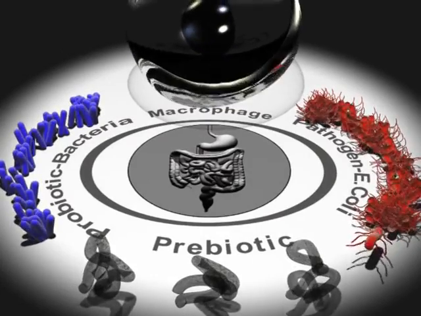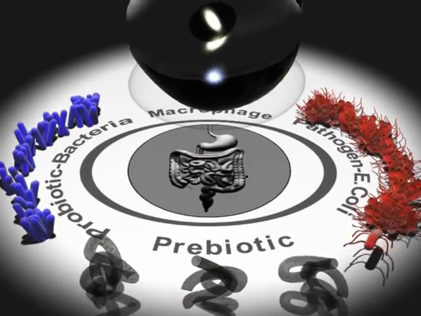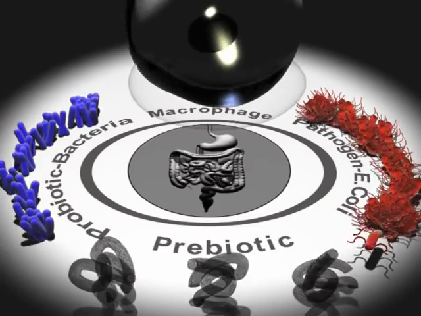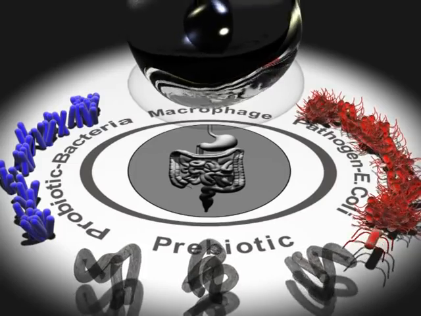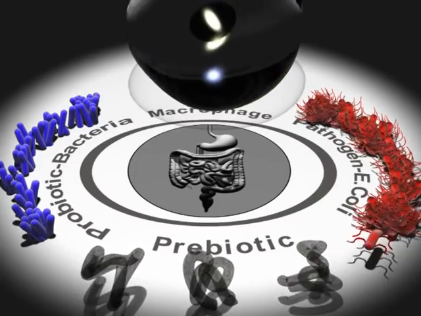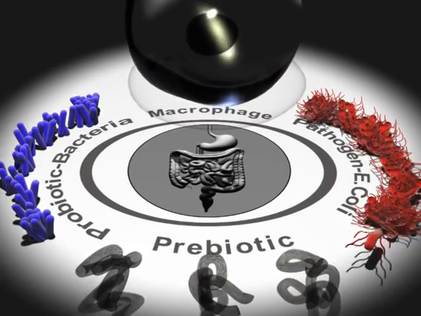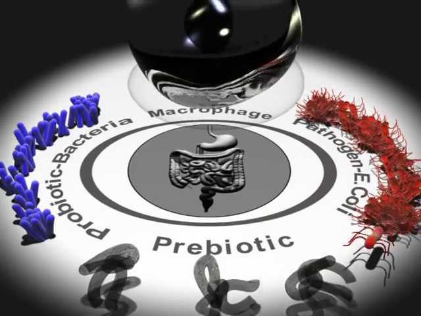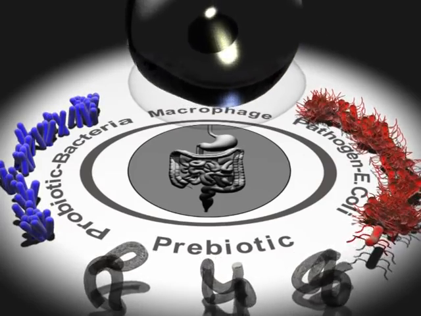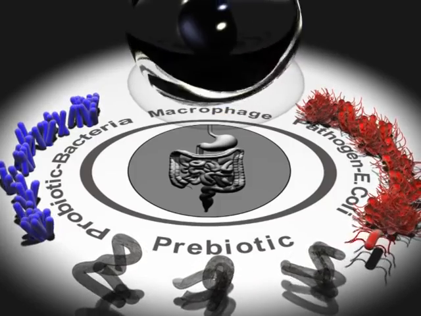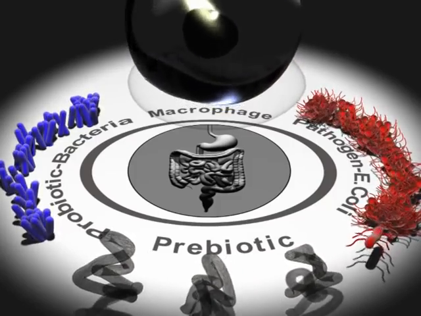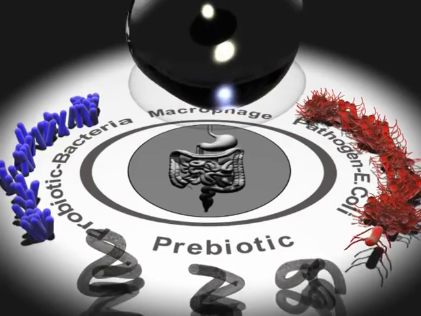The cast list. You can see here the probiotic bacteria represented in blue, pathogens, for instance E. coli, in red. Prebiotics, which we will talk about later, are represented with a highly fibrous structure. We also have a macrophage cell, which is an example of an immune cell.